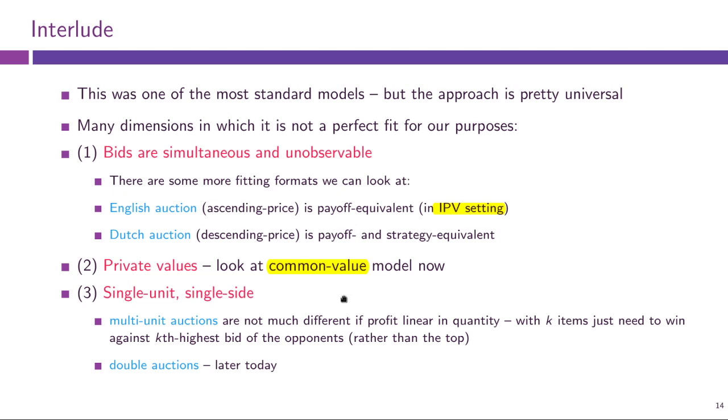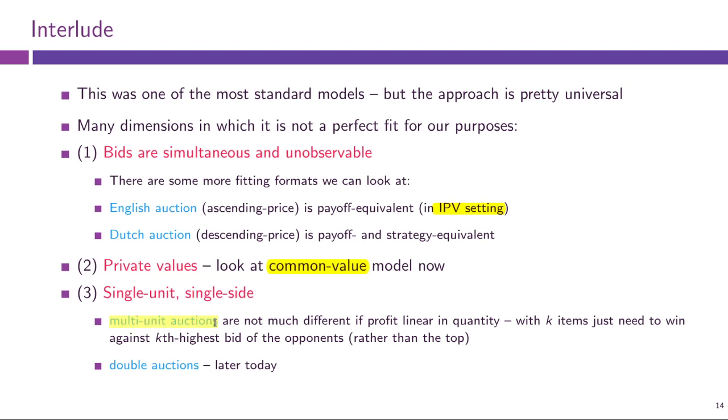But this is not the only thing we've made. So we looked at single unit, single sided auction. So we had one item for sale, and the seller was just the auctioneer. The seller was not bidding for the item. And we will look at a double auction later today, closer towards the end of the lecture. And we will once again see that it's not that much different, although double auctions differ in one important respect.